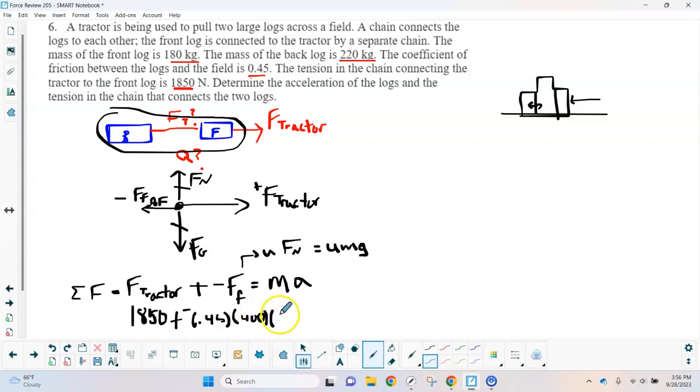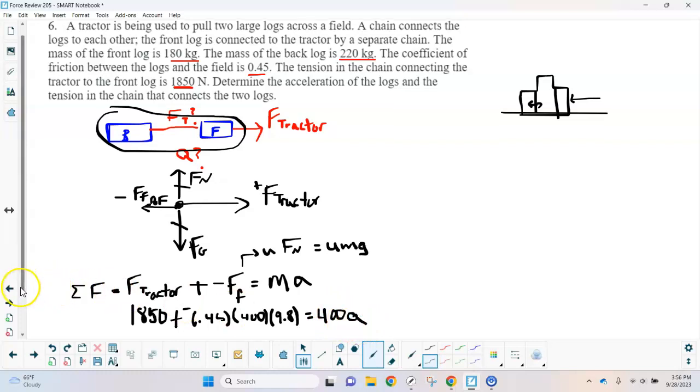And then we have 9.8 for the acceleration due to gravity g. And that's equal to the mass. So again, the mass would be 180 plus 220, so that's going to be 400. And then we're solving for A. So there's where we're at.